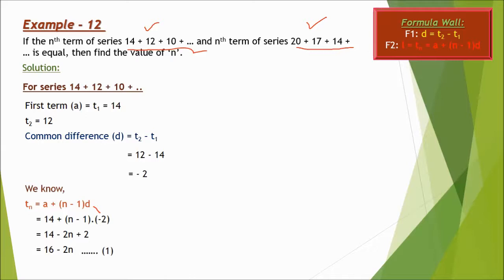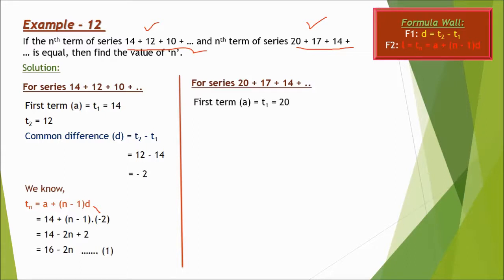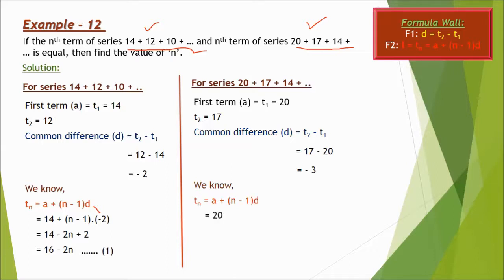And for the other series, we have to proceed in the same way. The first term t1 is 20, t2 is 17, and the common difference is 17 minus 20, that is minus 3. And we have the formula for the general term, tn is equal to a plus n minus 1 times d. The value of a is 20 and the value of d is minus 3. Opening the bracket gives minus 3n because of this minus sign, and plus 3, minus into minus is plus, so 23 minus 3n.